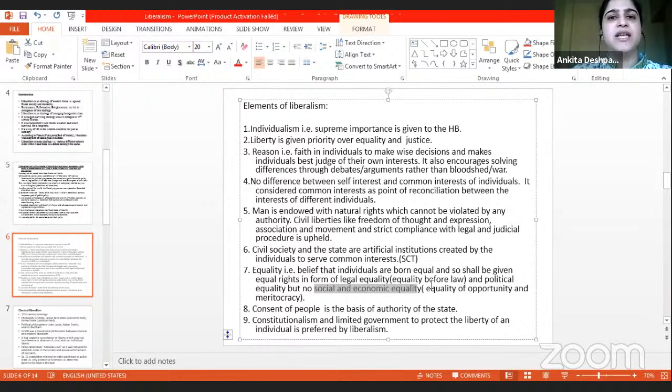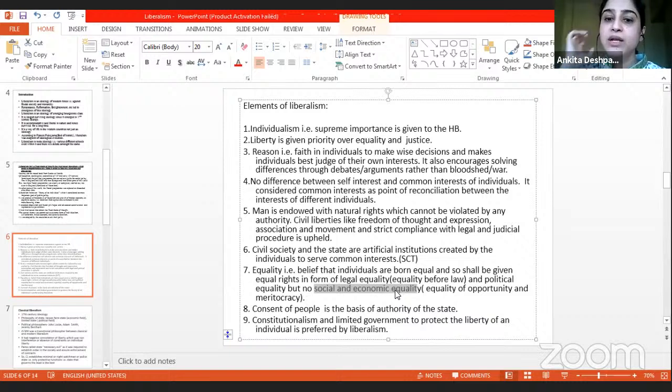Liberalism believes in legal equality. In the eyes of law, each one of us is equal. Political equality: all of us have the right to enter the political process, to contest elections, to vote, etc. So legal equality is given, political equality is given. No social and economic equality is given. Liberalism does not talk about social equality, does not talk about economic equality.